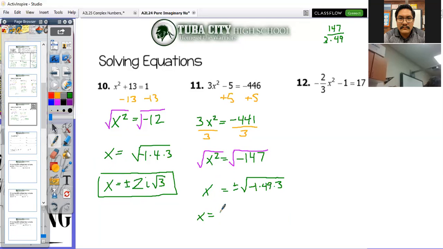So x equals positive and negative. Square root of 49 is 7. Square root of negative 1 is i. And 3 stays in there. And I don't think there's anything else we can do with this, so I think we are going to go ahead and call this one done. And leaving us with only number 12 for this exercise.